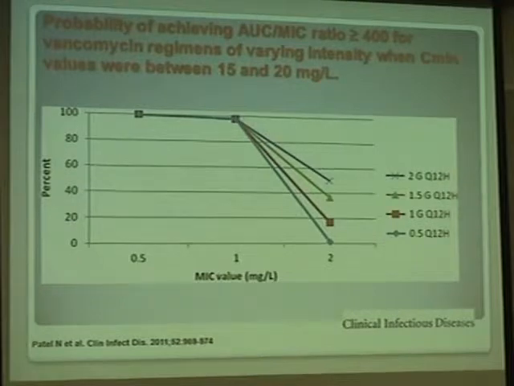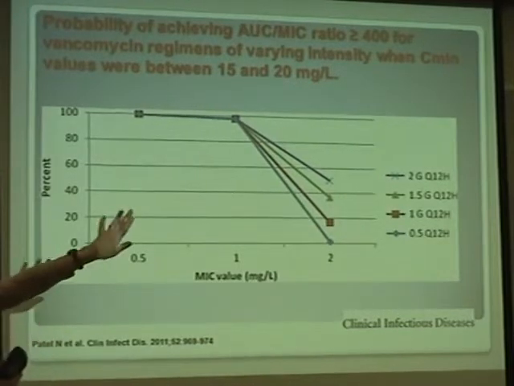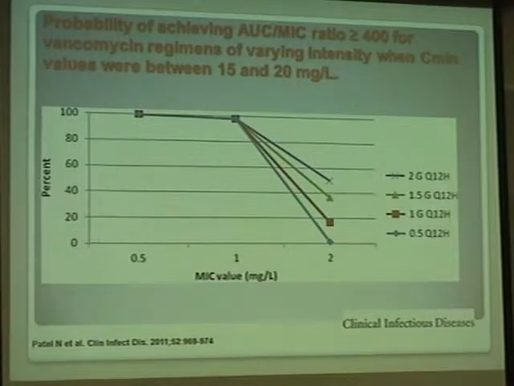This confusing data. So here, what they did was they said, okay, now we're going to try and keep our troughs between 15 and 20. And they used these same doses. And with troughs of 15 to 20 for an MIC of 1, they were 100%. So now, if we're keeping our trough at that goal, we can treat with MICs of 1.